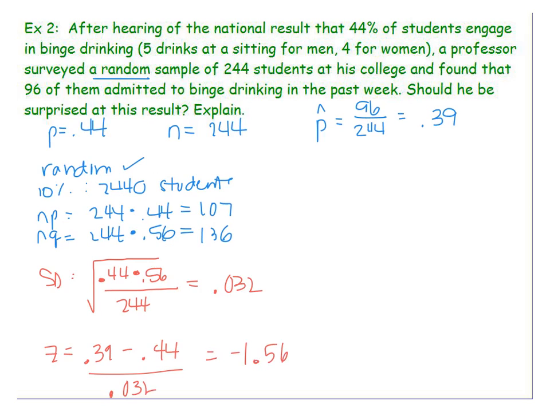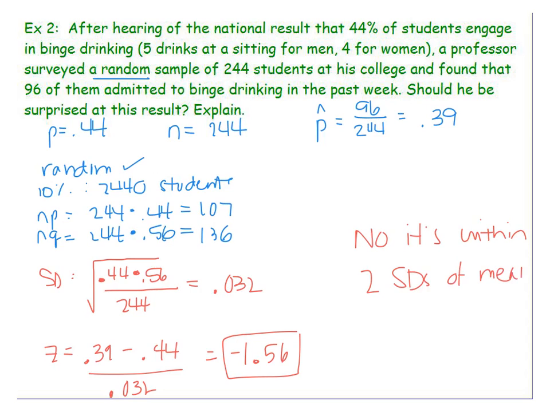So is he surprised at this result? Remember, to be unusual, it has to be more than 2 away from the mean. So is this more than 2? No, it is not. So we would say no, it's within 2 standard deviations of the mean. And so that's example 2.